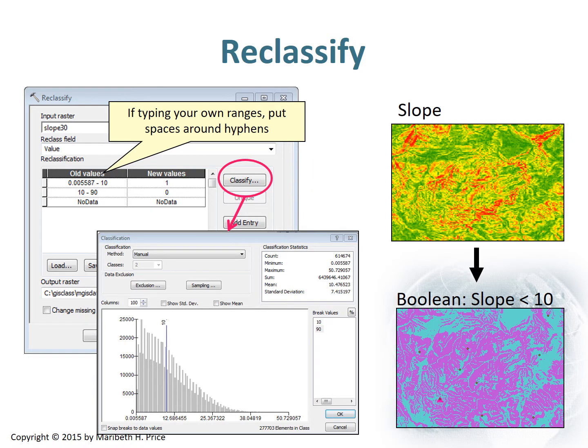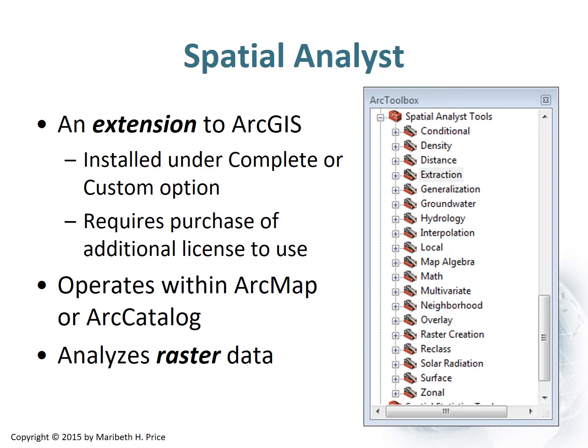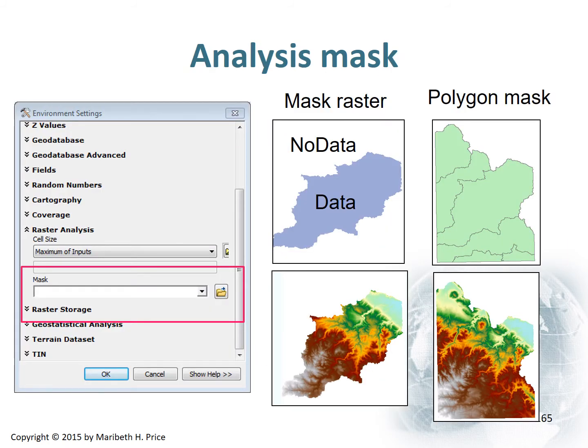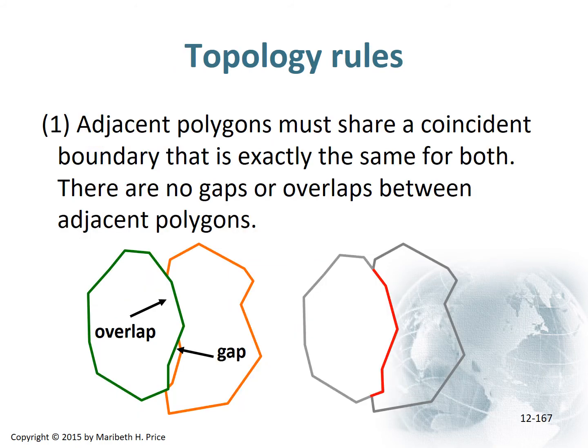Reclassifying, lots of ways to do that. Using Spatial Analyst, it's an extension in our toolbox, all kinds of cool stuff. Analysis mask is one of those. Analysis mask is essentially the cookie cutter layer that you can use to direct the analysis that you're doing, and you can actually use the mask as a tool to clip rasters. Clipping a raster, using the function Extract by Mask, you input the mask, which could be a polygon or another raster, and then from that it will trim up your raster into that confined space.